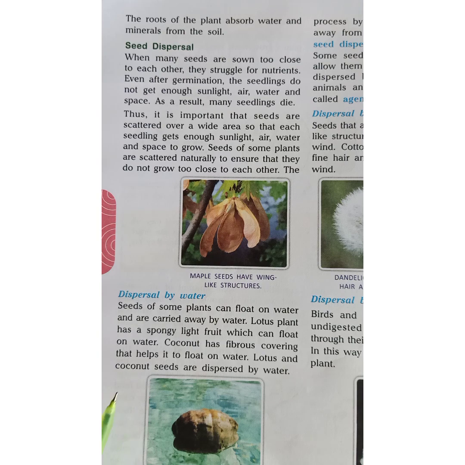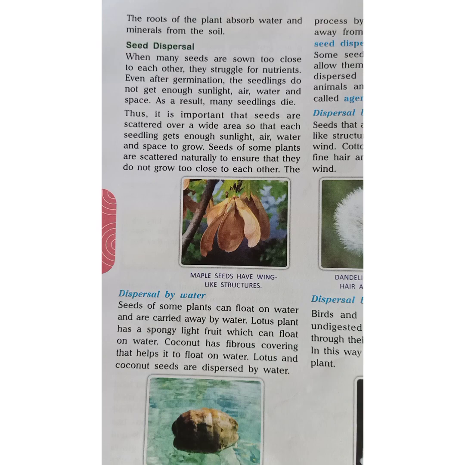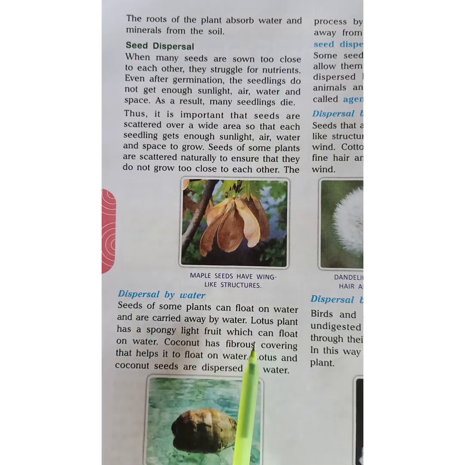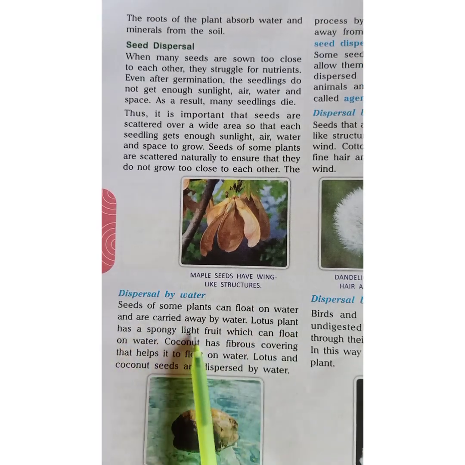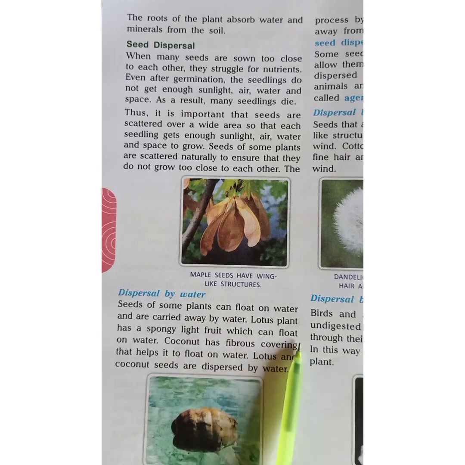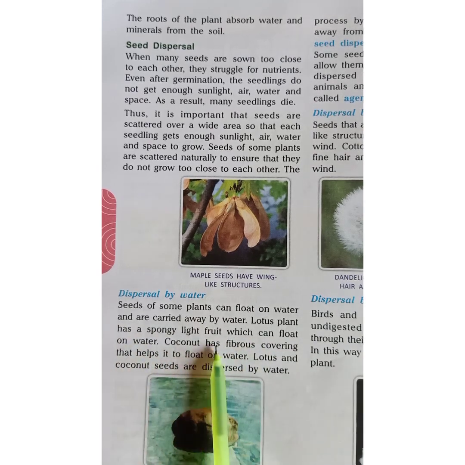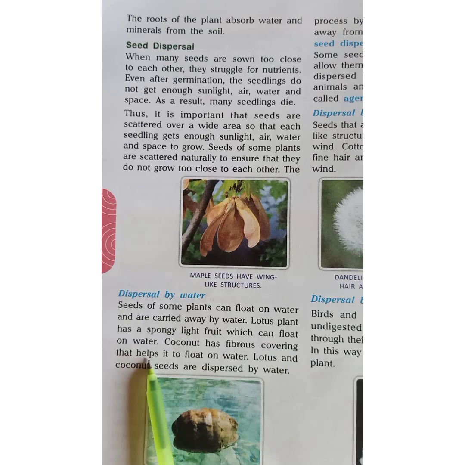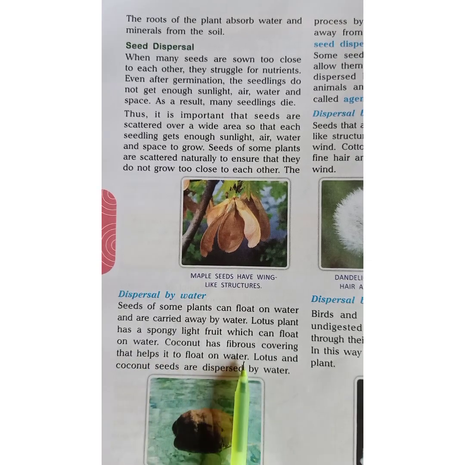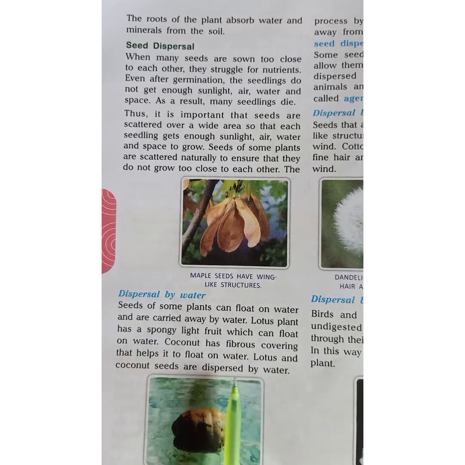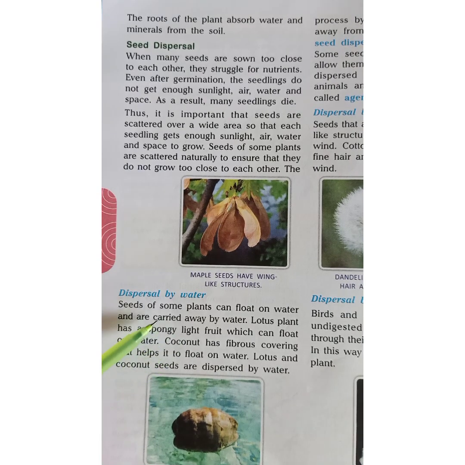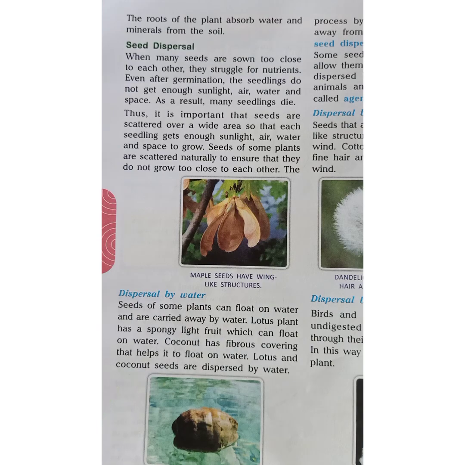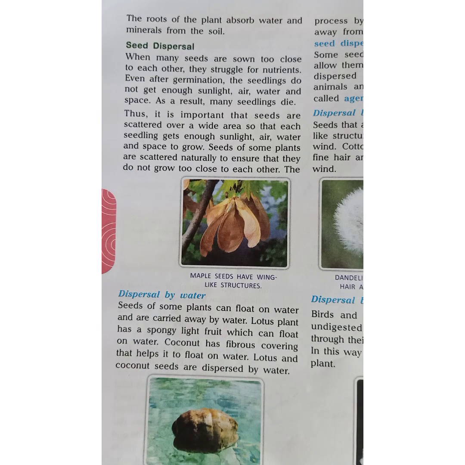Seeds of some plants can float on water and are carried away by water. Like the lotus plant has a spongy, light fruit which can float on water. Coconut has a fibrous covering that helps it to float on water. Lotus and coconut seeds are dispersed by water. Do remember the examples, lotus and coconut. So these are dispersed by water.